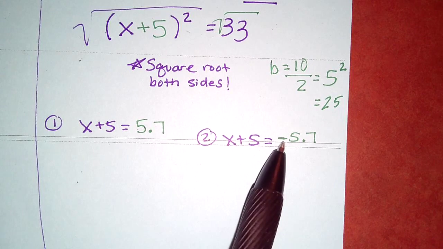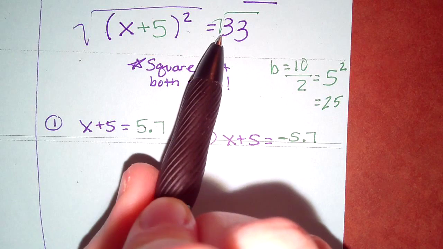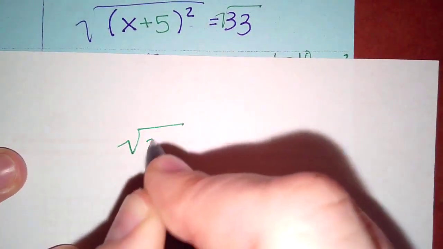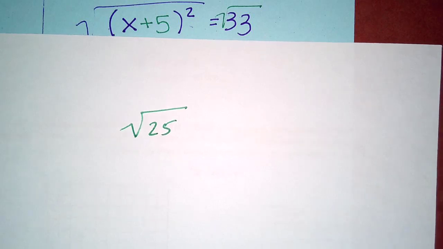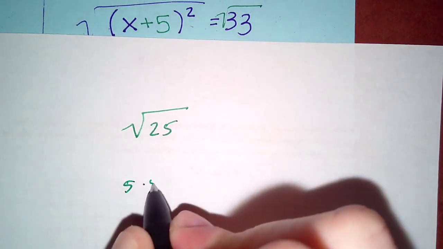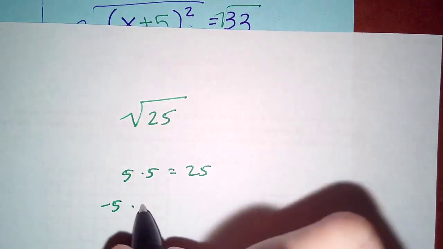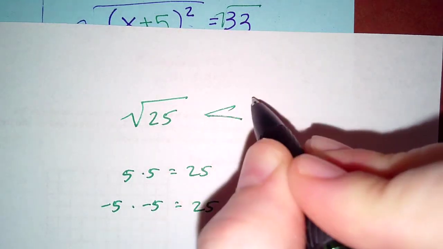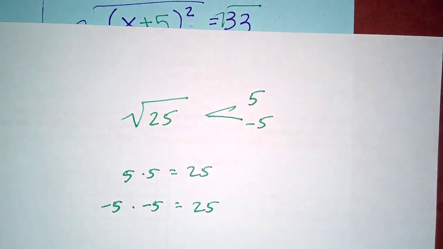On this one, why is that negative? Because when I square root a number, like, all right, when I square root 25, I'm really thinking, what 2 numbers multiply to 25? 5 times 5 is 25. And negative 5 times negative 5 is still 25. So square root of a number is positive that number and negative that number. That's why it's creating 2 equations.